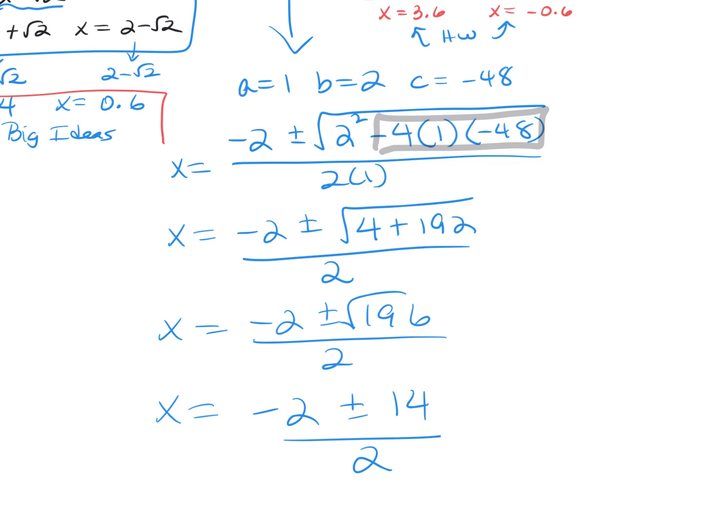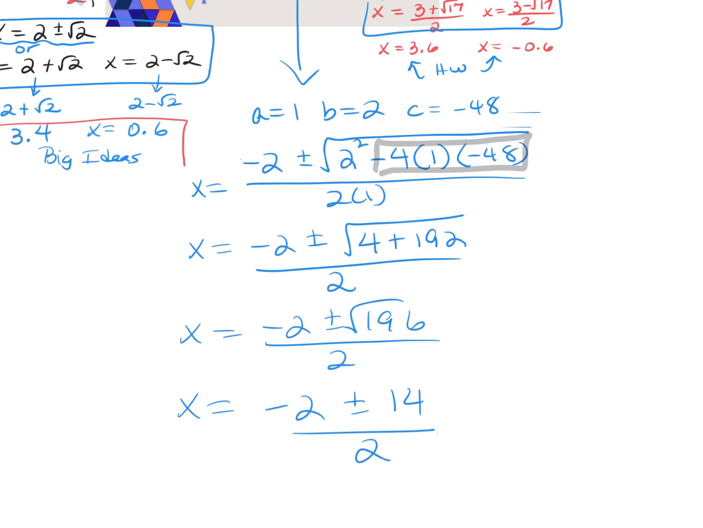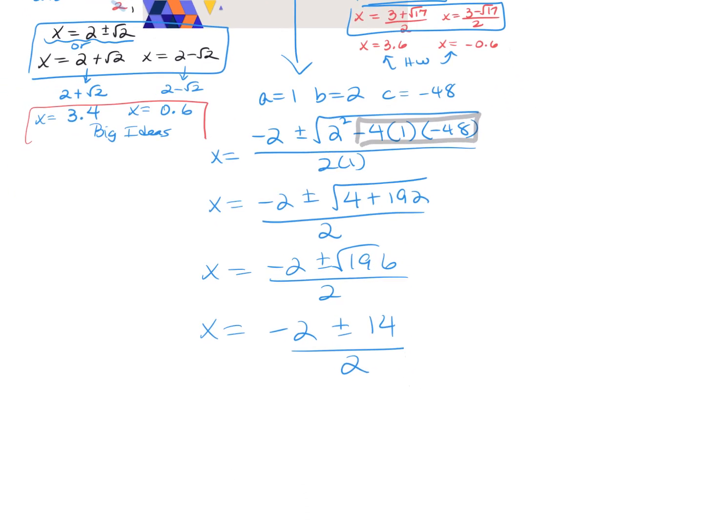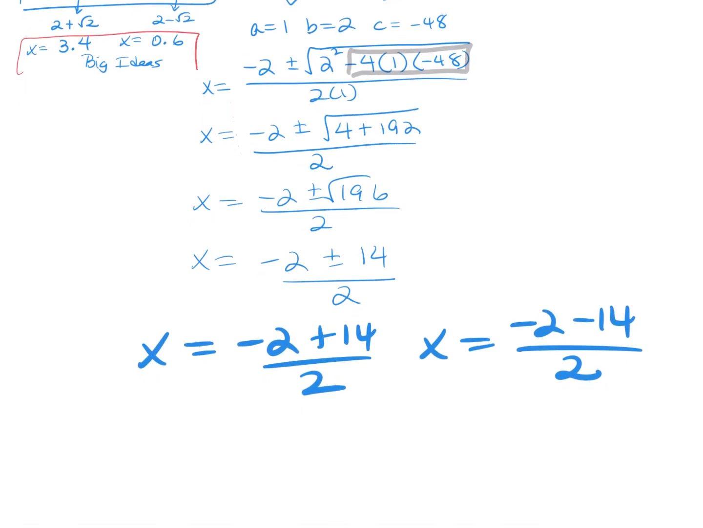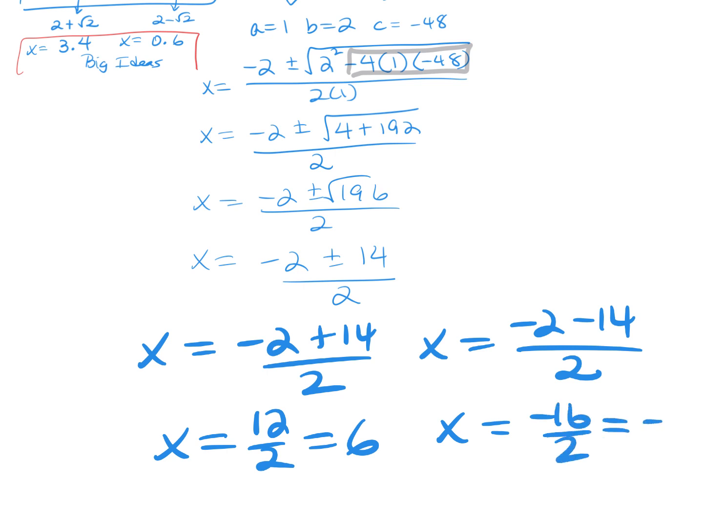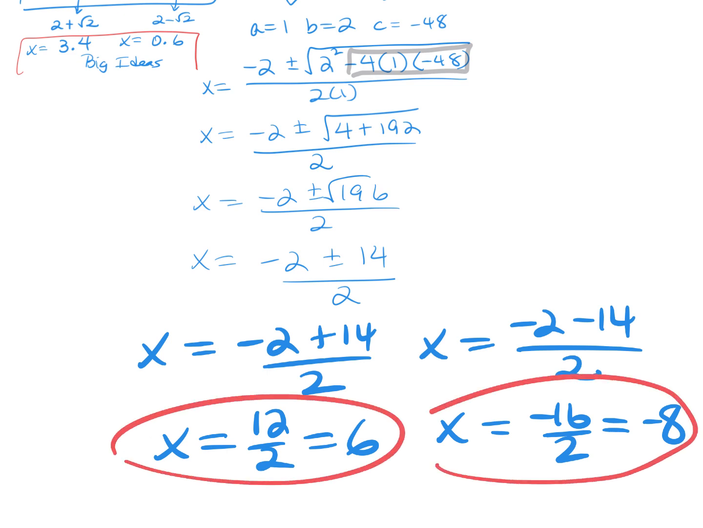And this answer is the same on the quiz as it is in the homework tonight. So what you're going to do now is x equals negative 2 plus 14 divided by 2 and negative 2 minus 14 divided by 2. Once you do this, you get 12 over 2, which gives you 6. And over here, negative 16 divided by 2, and that gives you negative 8. So your two answers are 6 and negative 8.